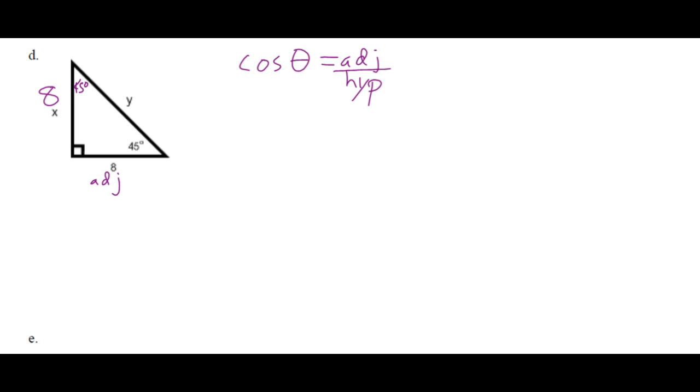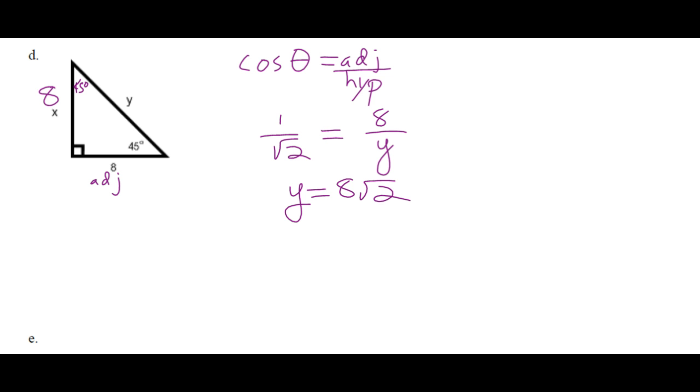Root 2 over 2. Which one do I want? If I use root 2 over 2, and then adjacent is 8, and then hypotenuse is y, I'm going to be dividing by root 2, right? Because I'm going to get a root 2y. So let's do this as 1 over root 2. So what's y? Well, 8 root 2.